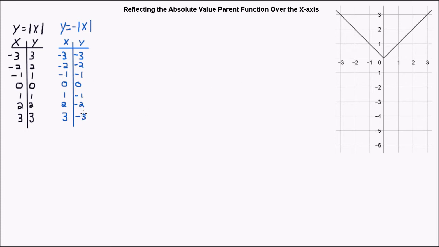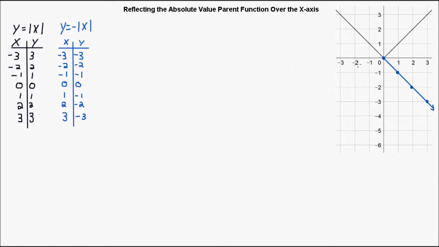So now let's start plotting these points. I'm going to start at the vertex and then graph the right-hand branch of the absolute value function and then the left-hand branch of the absolute value function. So starting at the vertex of 0, 0, the next point on the right-hand branch is 1, negative 1, then 2, negative 2, and 3, negative 3. I was just taking those values directly from the table of values we completed a moment ago. So let's connect these up with a nice straight line here. And there is the right-hand branch of our absolute value function, y equals negative absolute value of x.